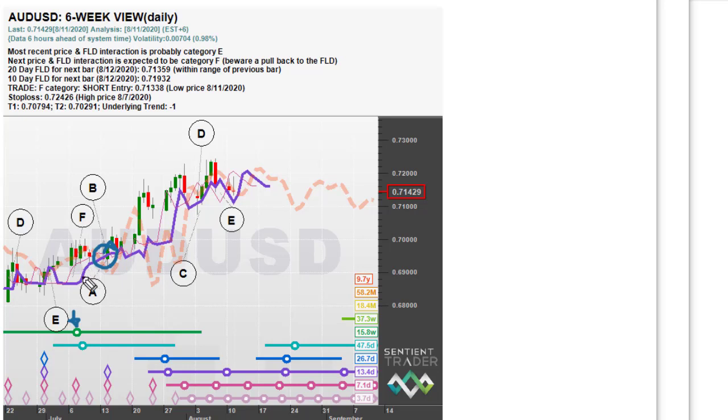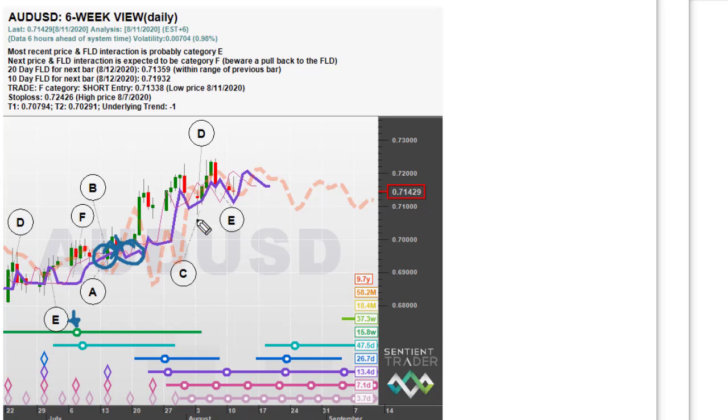So I think that actually probably that doesn't work as a G and then an H. No, I can't see a G and an H in there. So I'm jumping straight to an A category interaction. And B category interaction is where price comes back down and finds support at the level of the FLD, which it pretty much did over here. So that's the B category interaction.